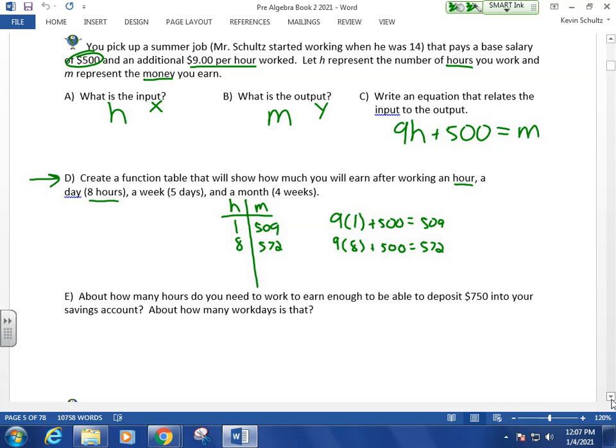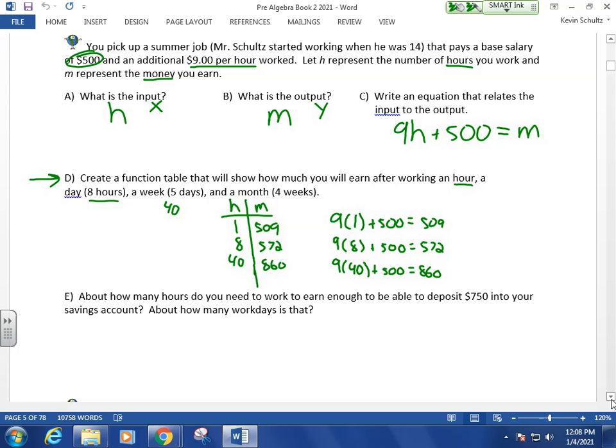But then it says a week, which is 5 days. Now, here's the thing. We don't want to go into our function table and put a 5 here for 5 days, because what unit is our H value in? Is it in days? No, it's in hours, right? So if we're working for 5 days and each day is 8 hours, this 5 days represents an H value of 40, right? We have to make sure that our units stay consistent here. So our equation is going to become 9 times 40, which is 360, plus 500, $860.